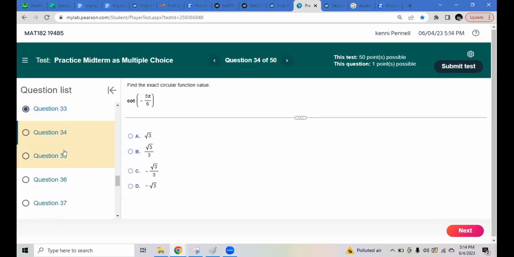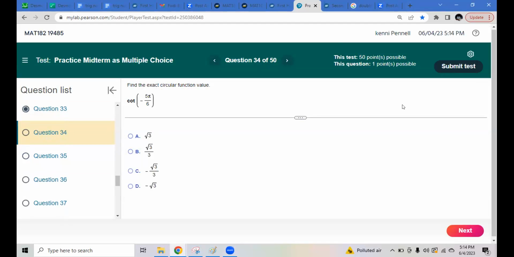Okay, this is a unit circle question. Okay, so cotangent. Unfortunately, cotangent's not on there, but cosine and sine are. Oh, so I just do it as cosine. You need to find cosine of minus 5 pi over 6. That's the numerator. And then sine of minus 5 pi over 6 as the denominator.